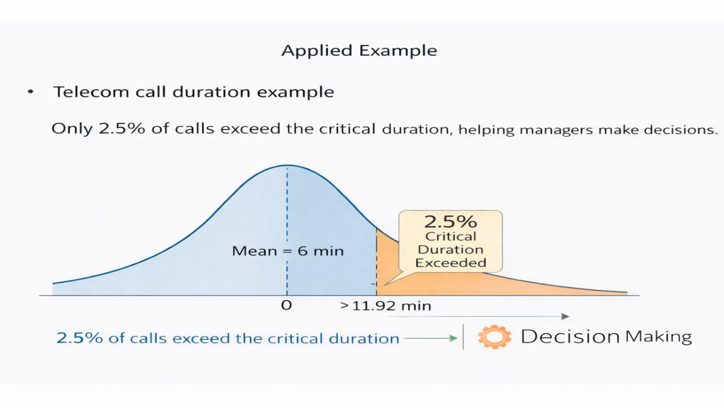Consider a telecom company monitoring call duration. If average call time is 6 minutes with a standard deviation of 1 minute, and a call lasts 9 minutes, that is a z-score of +3. According to the normal distribution, such calls are extremely rare, less than 1%. This insight helps managers identify anomalies, improve staffing, and detect potential issues using statistical reasoning rather than intuition.